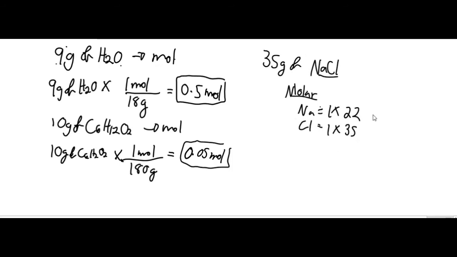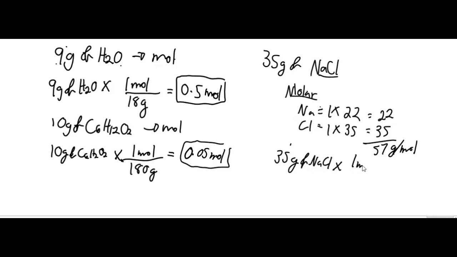So now the next step is to add them. 22 plus 35, that's 57 grams per mole. Right, so now that we have this, 35 grams of sodium chloride times 1 mole over 57 grams.